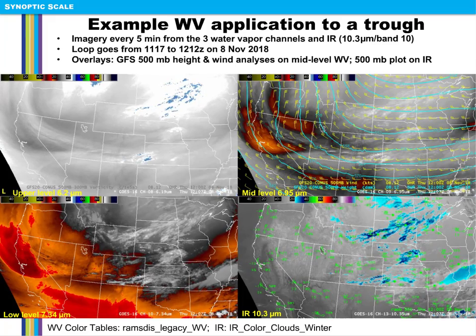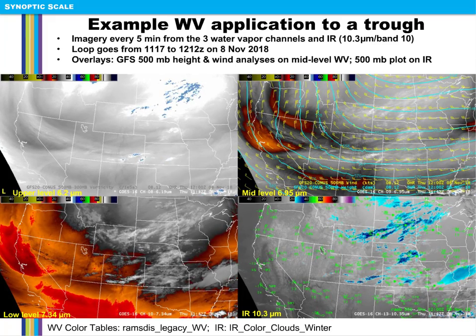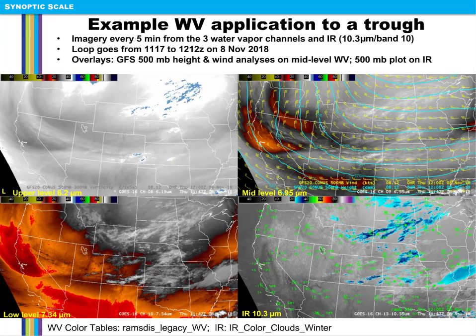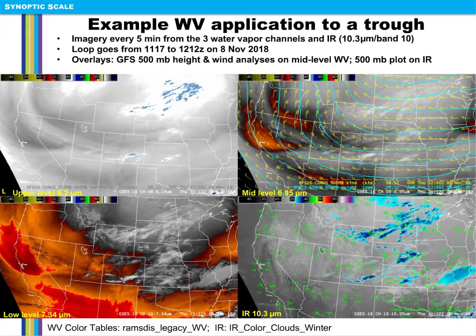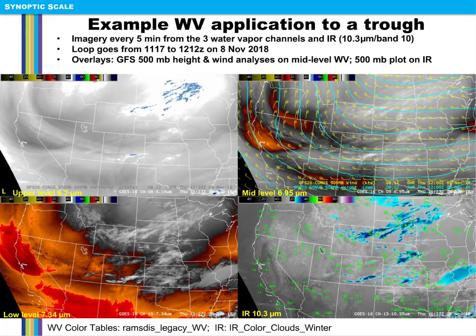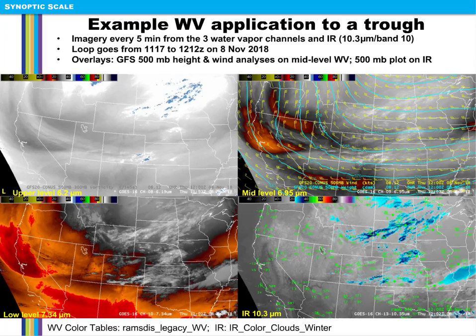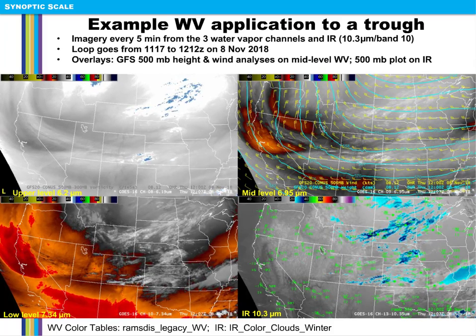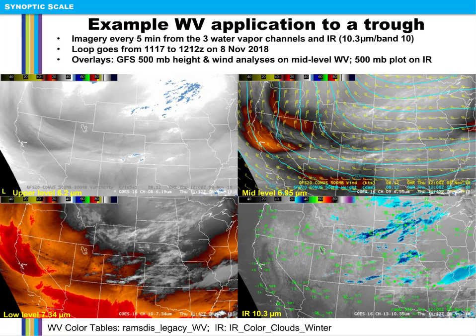Meanwhile, near and ahead of the trough axis, widespread cooler brightness temperatures are seen within a general area of rising motion. Areas of rising motion will often be associated with cooler brightness temperatures since more moisture will be present, shifting the absorption curves of the water vapor bands to higher levels of the atmosphere.